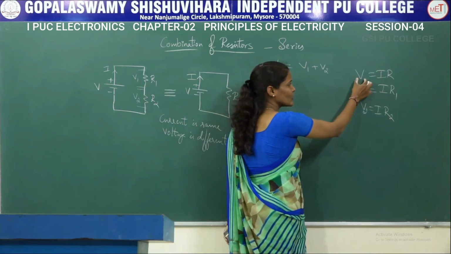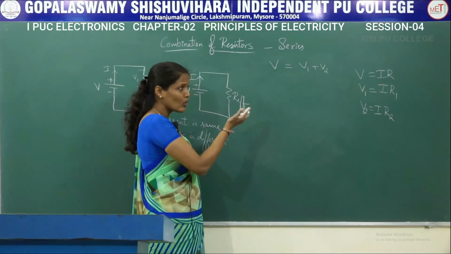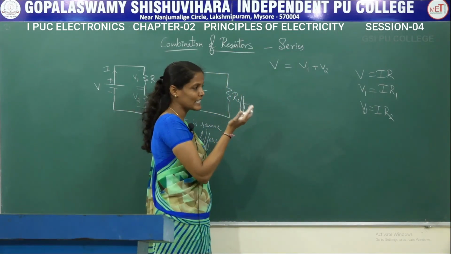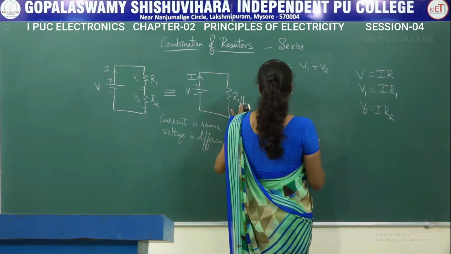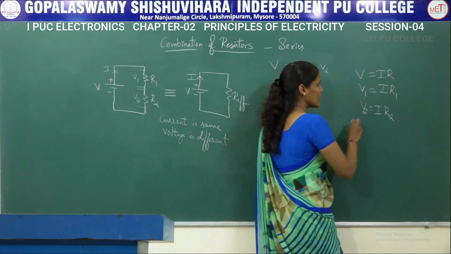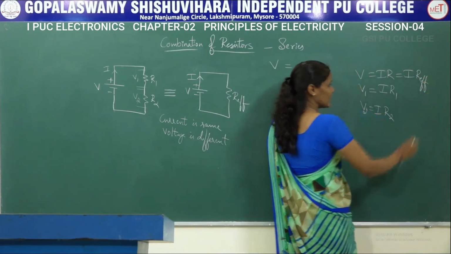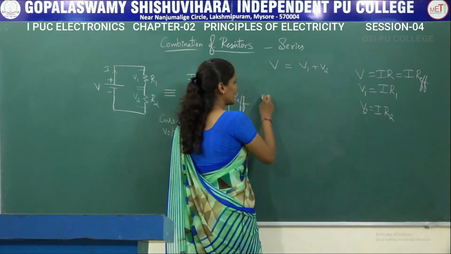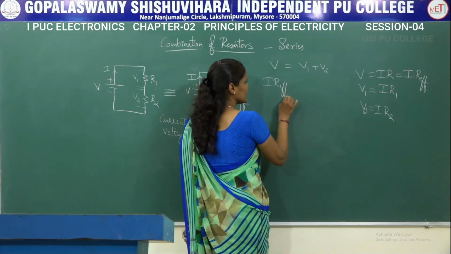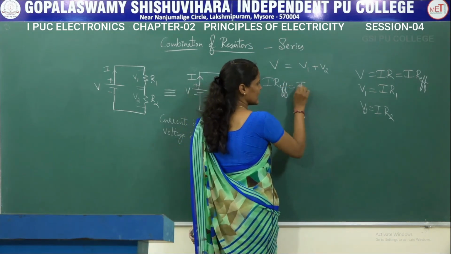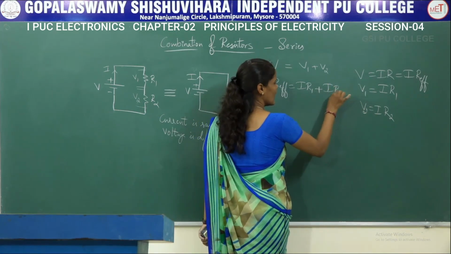But V is equal to what here? V is equal to I into R. That is nothing but the total voltage will be equal to the total current into the total resistance in place of these two, which will be denoted by R effective. So this can be written as I into R effective. Let me substitute those values over here. In place of V, let us write I into R effective. In place of V1, I into R1, in place of V2, I into R2.